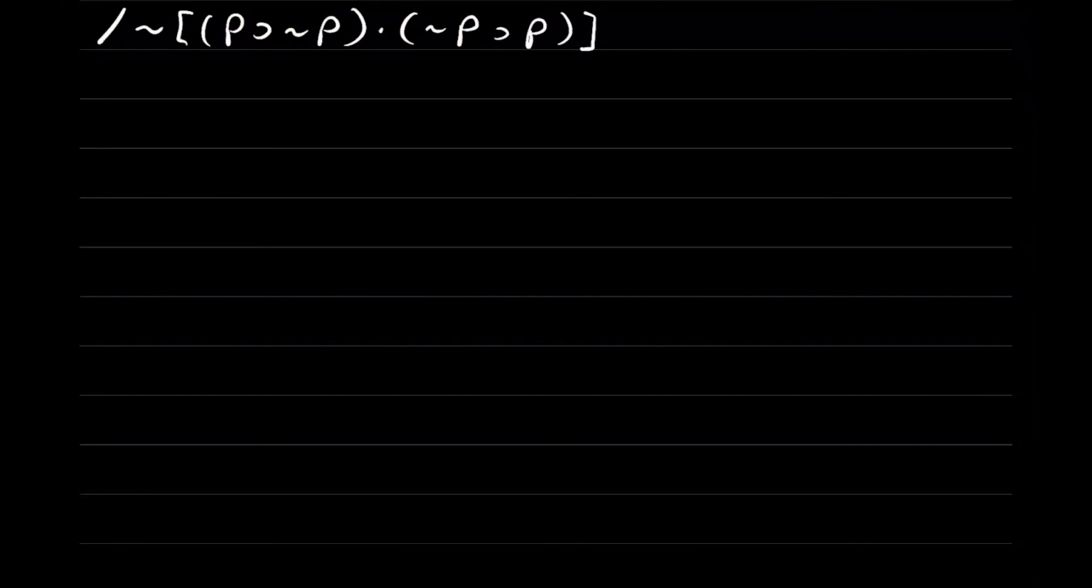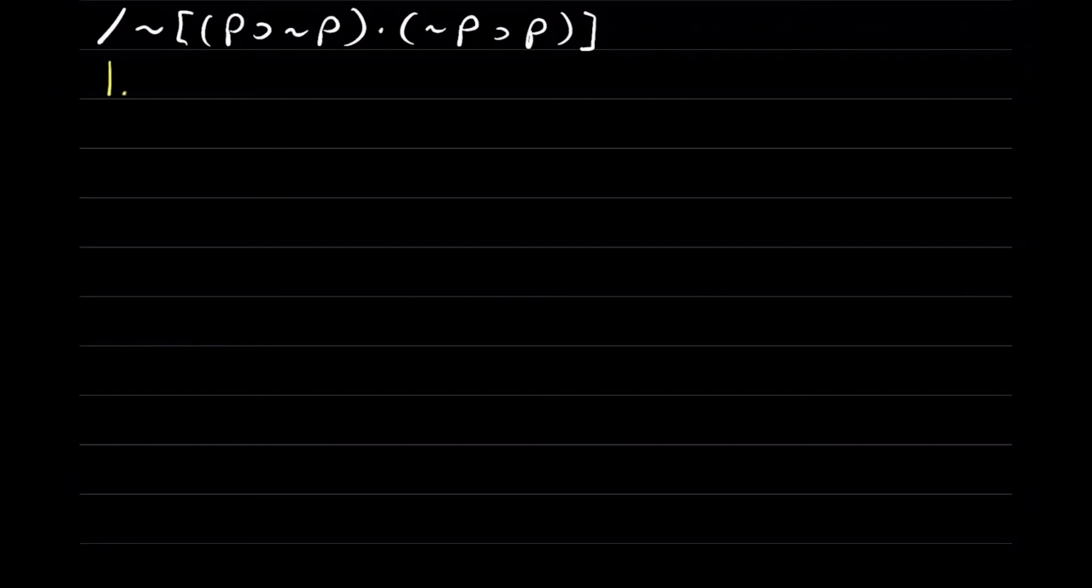Okay, now we have the negation of a conjunction. It's not the case that P implies not P and not P implies P. So this isn't a conditional, although there are conditionals inside those parentheses. Because we don't have a conditional, I'm going to try to do this by indirect proof.